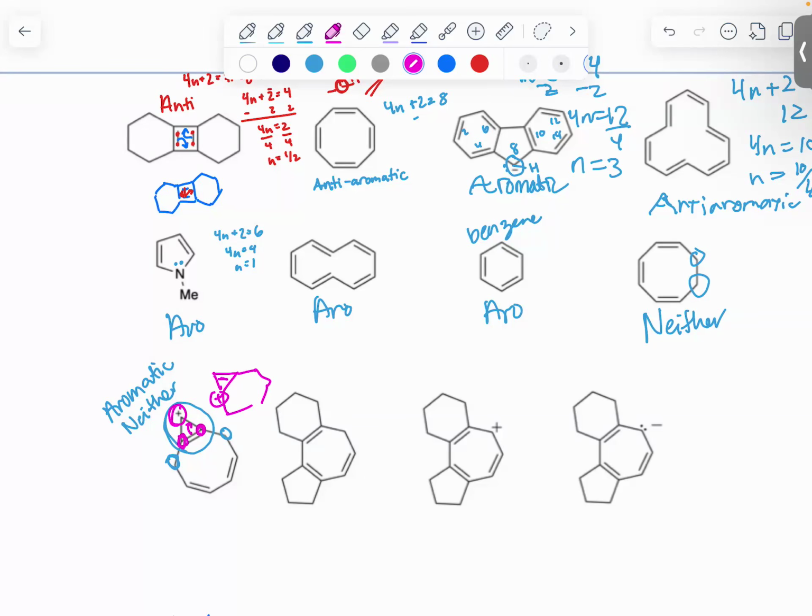They don't have pi bonds. That's what makes the bigger ring not aromatic. The bigger ring does not have a conjugated system, but the little ring does have a conjugated system. So just because the little ring is aromatic, does it make the big one aromatic? Aromaticity is powerful.